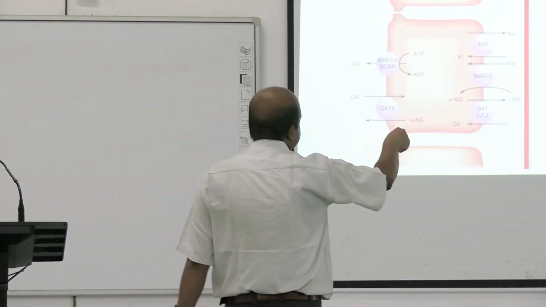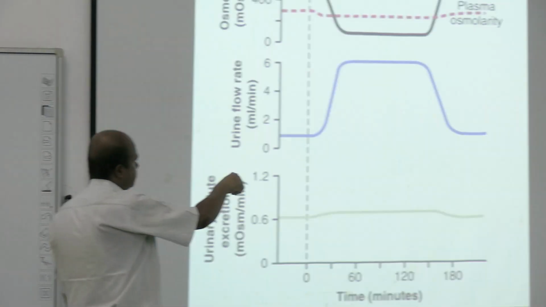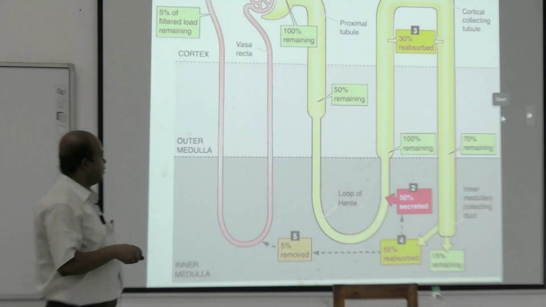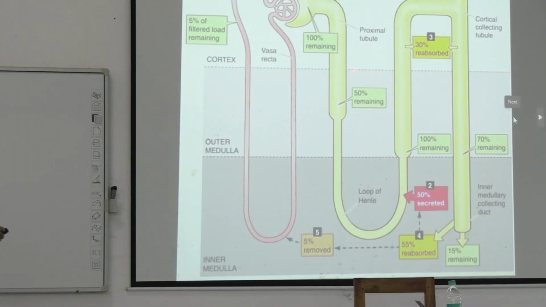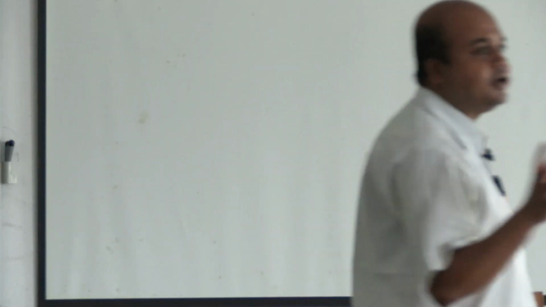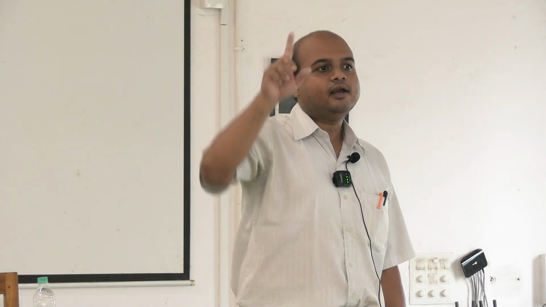Now what happened? So what about urea? In the proximal tubule, 50% is filtered, the rest remains. But what happens? 50% is again secreted. Where is it secreted from? Some is secreted in the proximal part, in the thin ascending part.